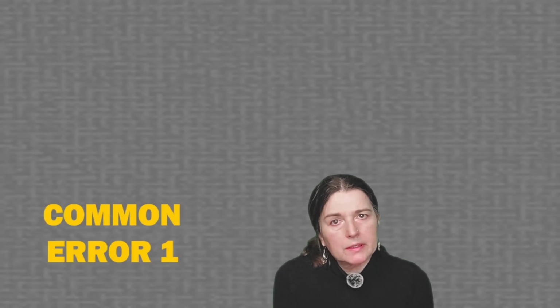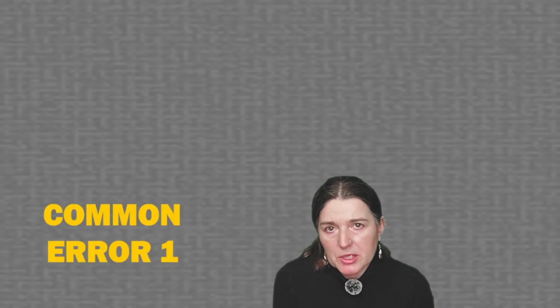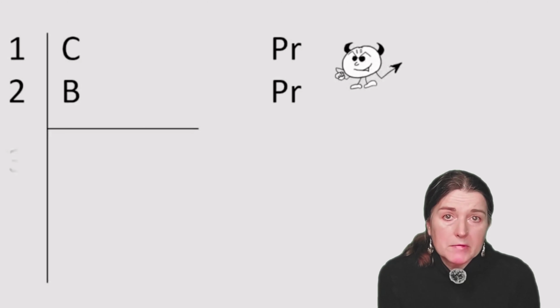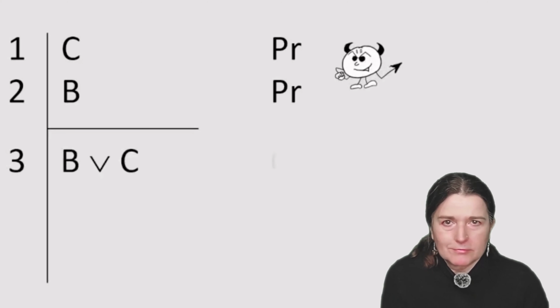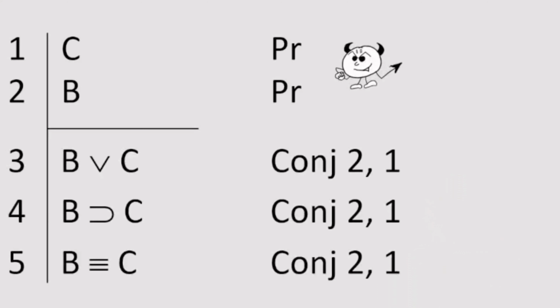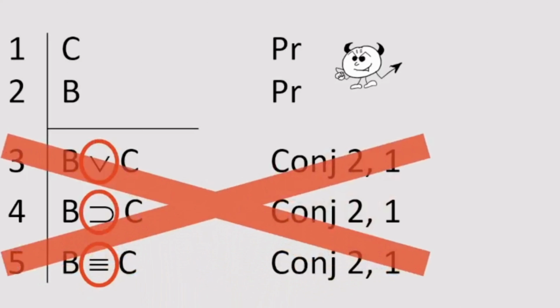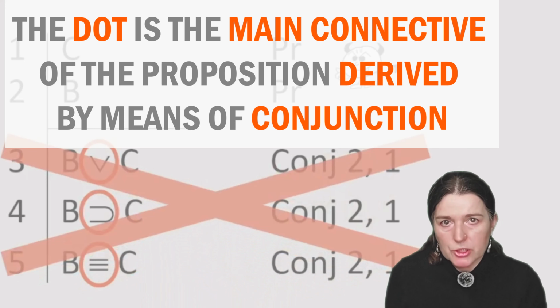One common error that students make is that they generalize the inference rules. So they might think to themselves, look, conjunction allows us to create more complex propositions. They say, oh wow, so I can use the rule to construct complex propositions. You cannot construct either disjunctions or conditionals or biconditionals by means of the conjunction rule. The result of applying the conjunction rule will always be a conjunction. The main connective must be the dot.